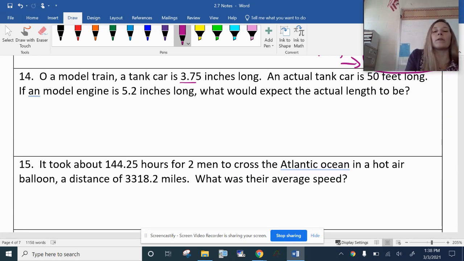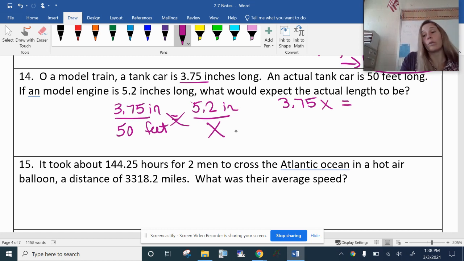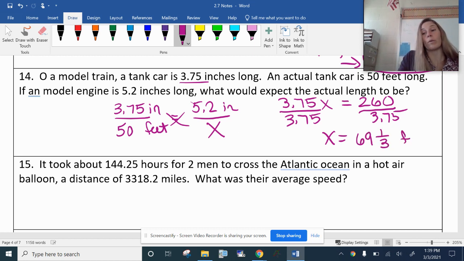On a model train, a tank car is 3.75 inches long. An actual tank car is 50 feet, so that's that relationship there. If a model engine is 5.2 inches, what would be the actual length? So 3.75x equals 50 times 5.2, which is 260, dividing by that 3.75 there. And we're at 69 and 0.3 repeating, so it's actually 69 1/3, and it would be feet.